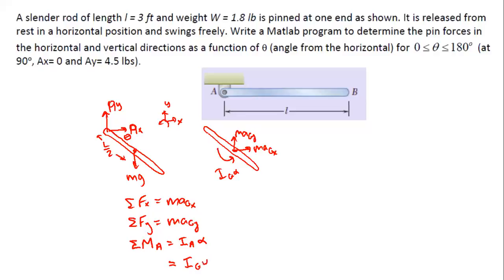So if you're confused by this problem, you can certainly go look at it. It's almost the exact same one as the Sharpie one, but there I just kind of saw that at one point. So we could also do this problem. That would also give us what we're looking for. Either one of those you can use. I like the IA alpha because that ends up being just 1/3 ML squared, for a slender rod, times alpha. We could also use sum of moments about G equals IG alpha. So any of those 3 moment equations is valid for this problem.